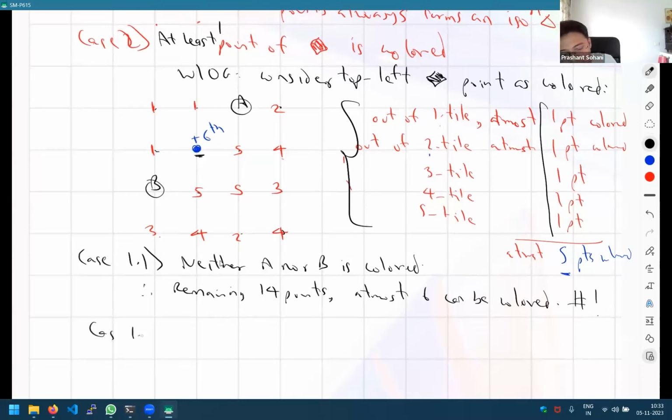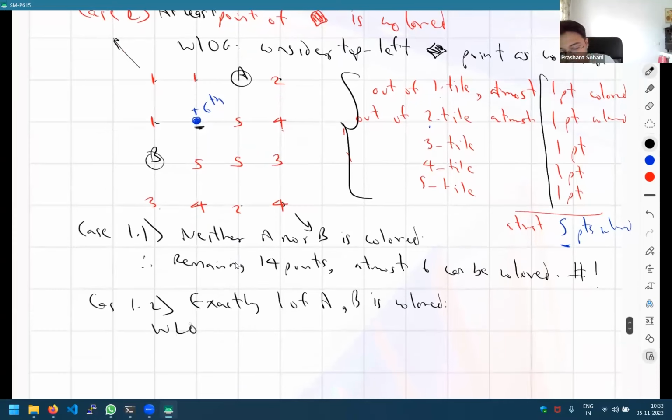Then case 2 is one of them is colored. So exactly one of A and B is colored. And by symmetry, because the whole diagram is symmetric about this axis, I can choose any one of them as colored. So without loss of generality, let us say that A is colored.